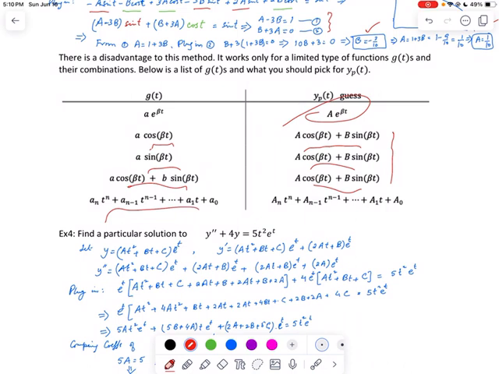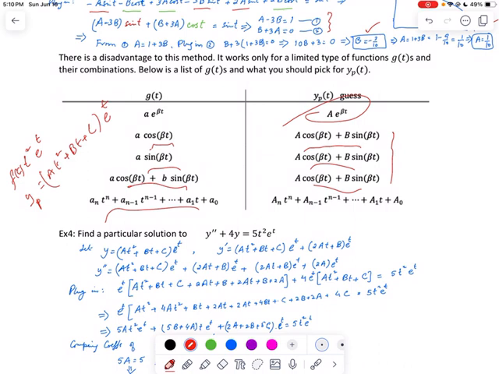If you have a polynomial, or a term like a power function, whatever the degree of that term is, you have to have the polynomial of that degree, the whole polynomial, not just the highest term. So for example, if you have t squared e to the t as your f of t, then your yp should be a t squared plus bt plus c times e to the t.